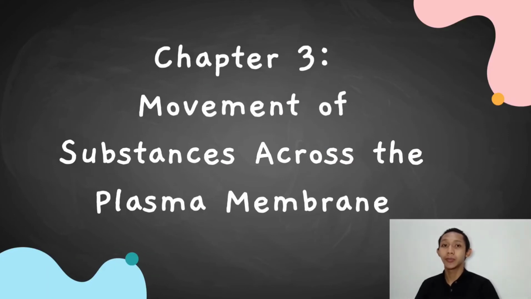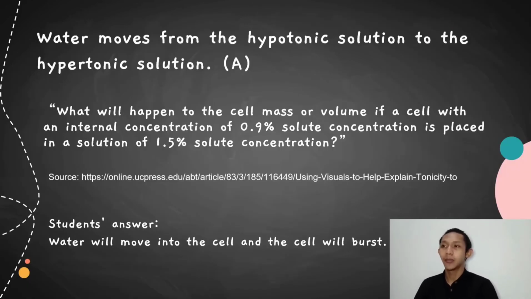Next, I will proceed to chapter 3, which is movement of substances across the plasma membrane. So the misconception in this chapter is water moves from the hypotonic solution to the hypertonic solution. Usually the student has this misconception after learning the topic, in an exam. For example, the question here: what will happen to the cell volume if a cell with internal concentration of 0.9% solid concentration is placed in a solution of 1.5% solid concentration? So most of the students will answer water will move into the cell and the cell will burst. And the answer is actually wrong.